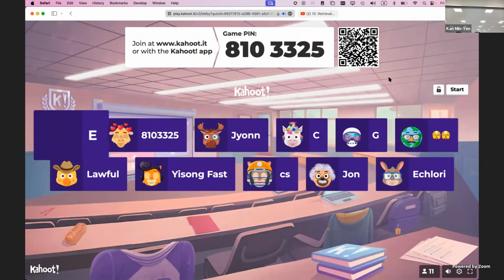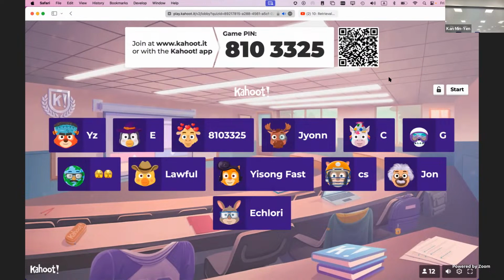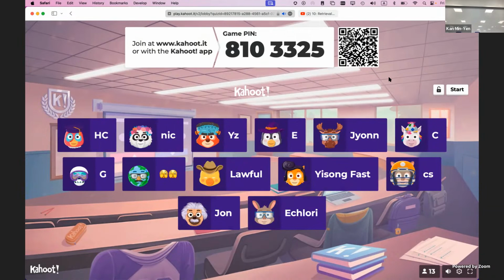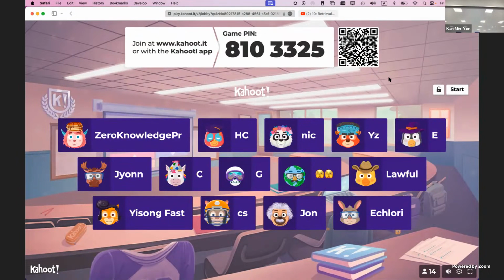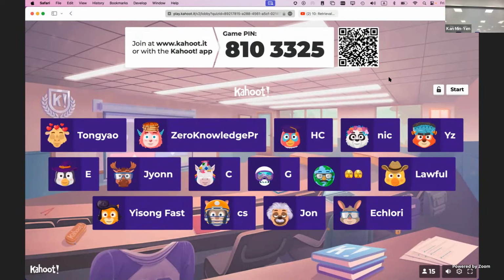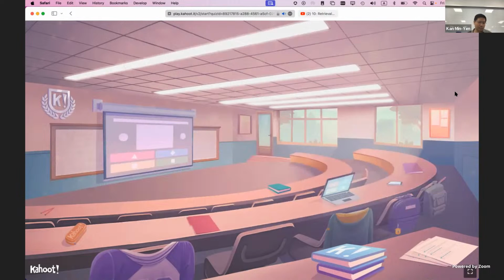Ten, 11. There's at least several of us on Zoom, so hopefully we get to 11, 12, 13. Two more. 14. 15. Okay, I think we're ready to start. Let's start when you're ready. Good luck, everyone.